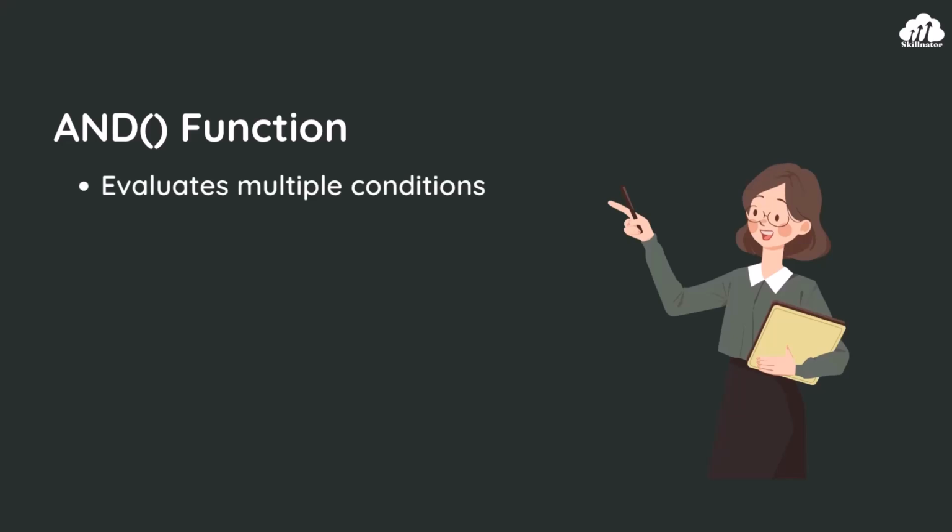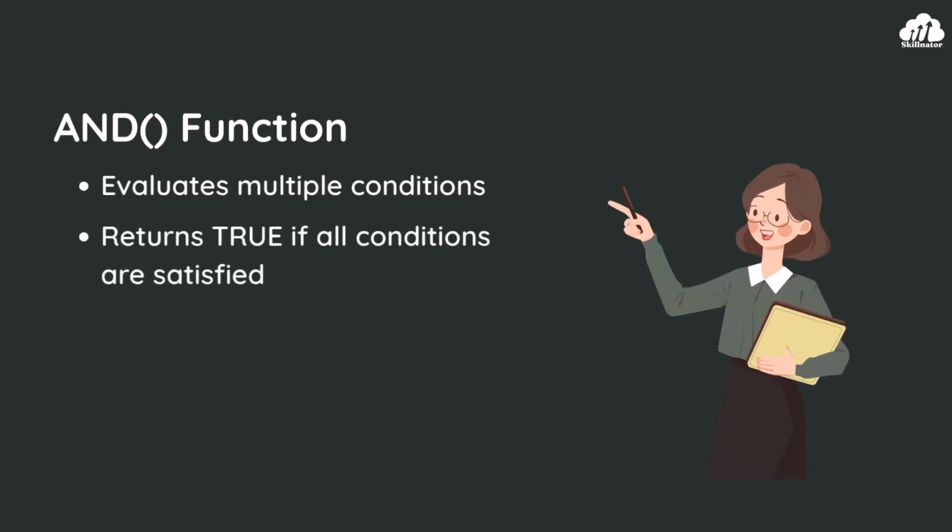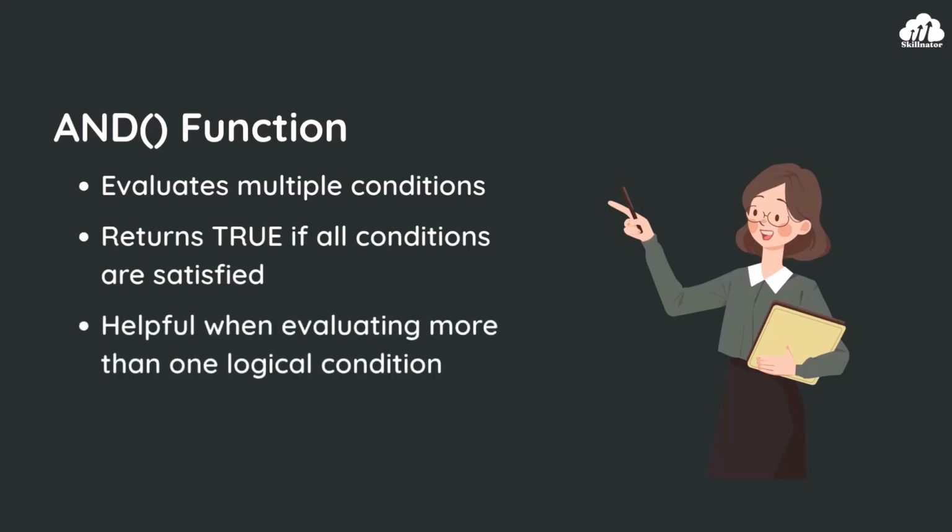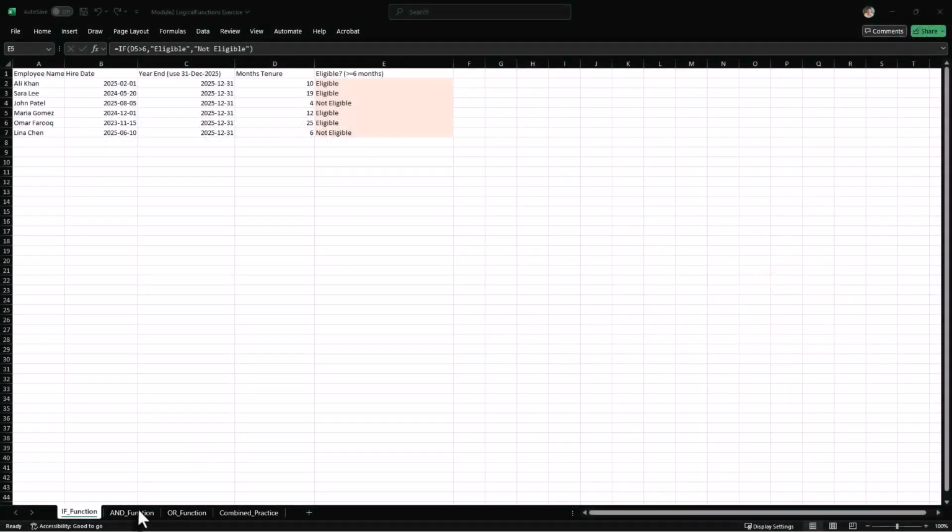The AND function checks multiple conditions and returns true only if all of them are met. If even one condition fails, the result is false. This is useful when you have to evaluate more than one logical condition in one go. Let's navigate to the next sheet.